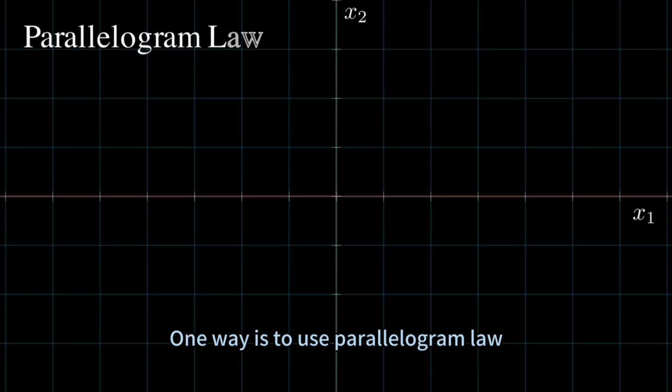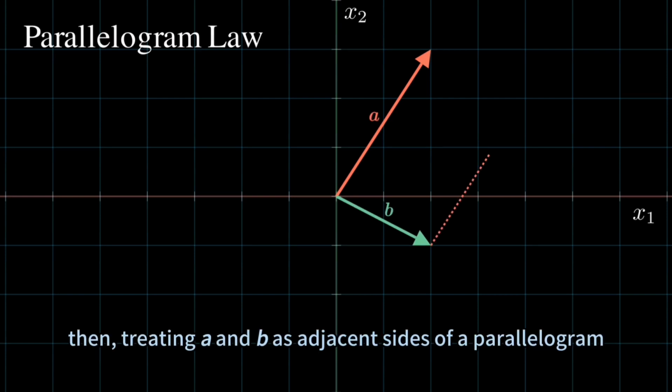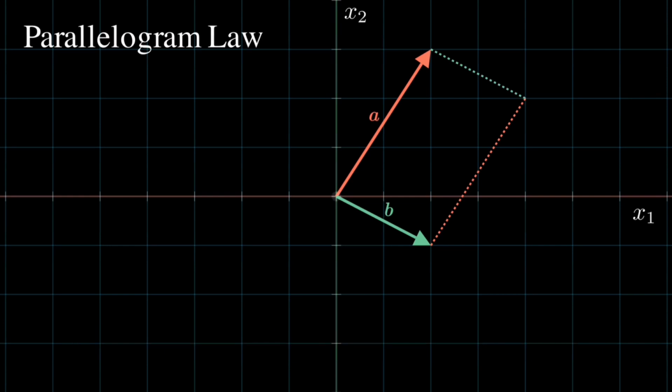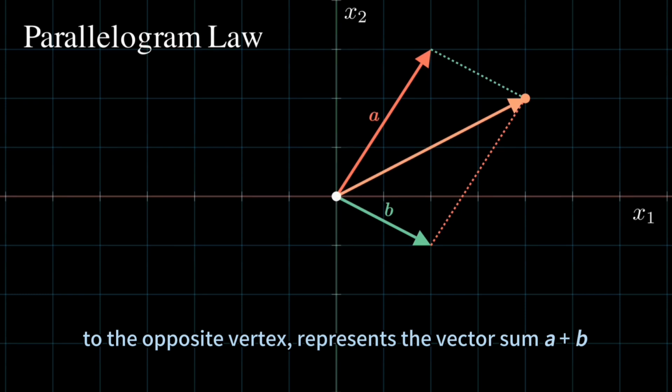One way is to use the parallelogram rule. When adding vectors A and B, we align their starting points. Then, treating A and B as adjacent sides of a parallelogram, the diagonal from their common starting point to the opposite vertex represents the vector sum A plus B.